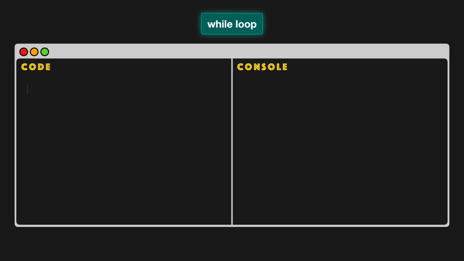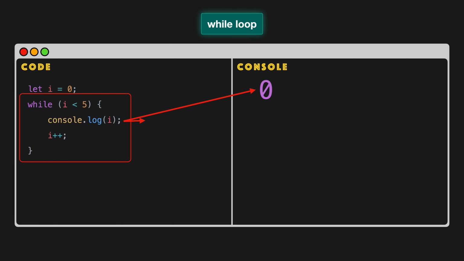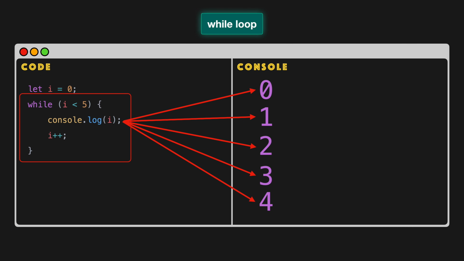Next, let's talk about the while loop. The while loop is another way to repeat a block of code, but instead of running a set number of times, it keeps going as long as a condition is true. Here's the basic syntax of a while loop. In this example, we start by declaring a variable i and setting it to 0. Then we have the condition, i < 5. The loop will keep running as long as i is less than 5. Inside the loop, we print i to the console, and then we increase i by 1. The loop will continue until i is no longer less than 5. In this case, it will stop after printing 0, 1, 2, 3, and 4.